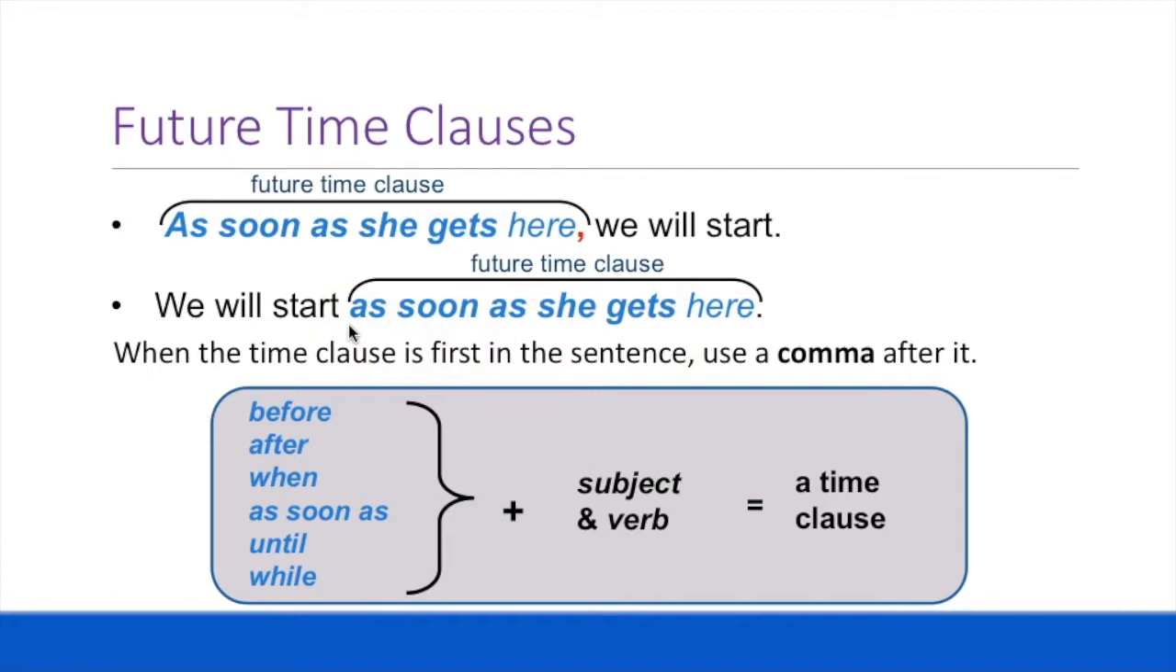Here is a list of time words that can be used in a time clause like this. Before, after, when, as soon as, until, while. So we have one of those time words, then we have a subject and a verb, and that makes a time clause. So in our example, we have the time word as soon as, and then the subject, she, and then the verb, gets.